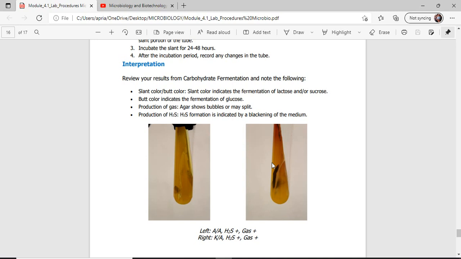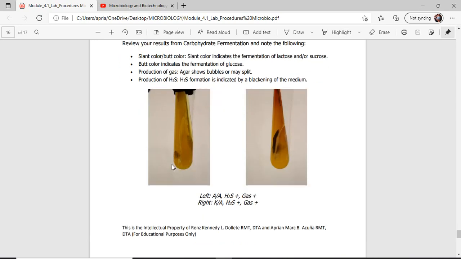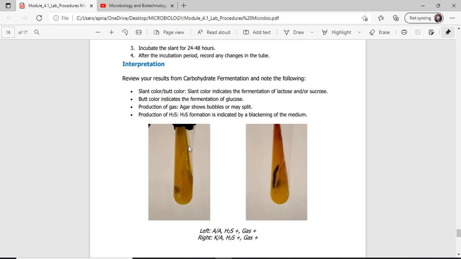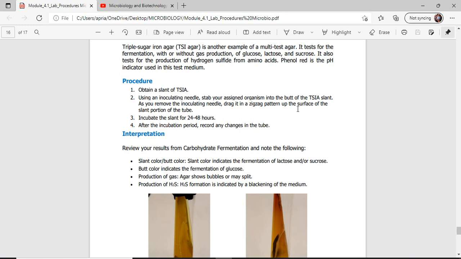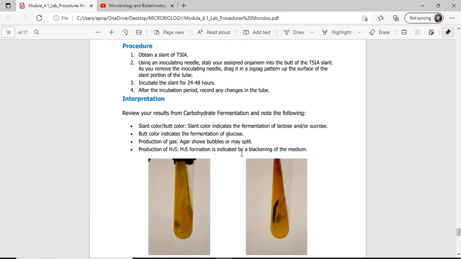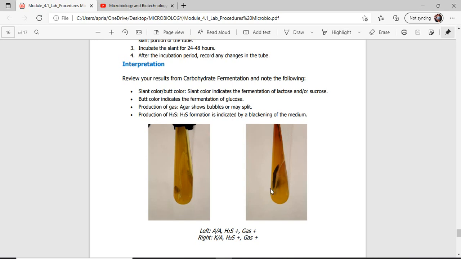Then, if may gas formation ba siya or wala. Because if may gas formation, you will see here na may bubble sa dalom, or may split sa imong gidpasudlan sa imong needle. Then the production of your H2S or your hydrogen sulfide is indicated kung may blackening sa imong medium like this one. Okay, you have here sa left, it is an A/A, and H2S positive and gas positive. So this is the left side. So you can see here may bubble formation, and yung mga bubble, it's gas positive.